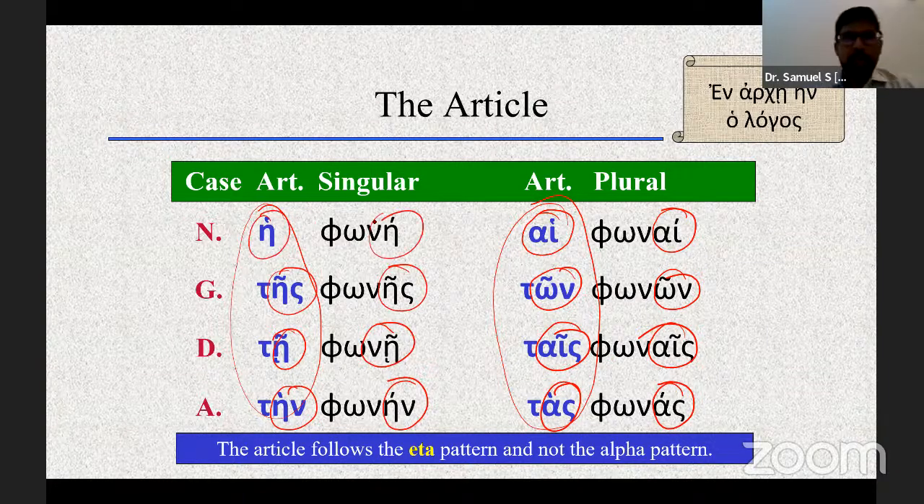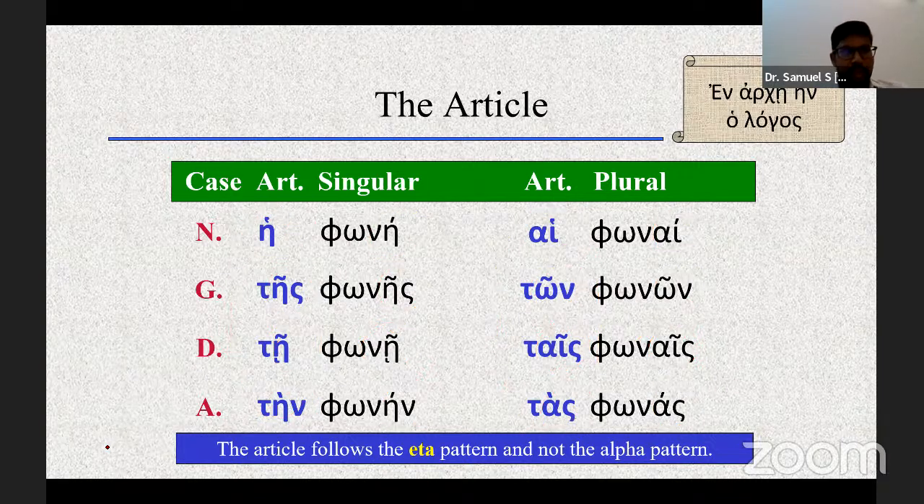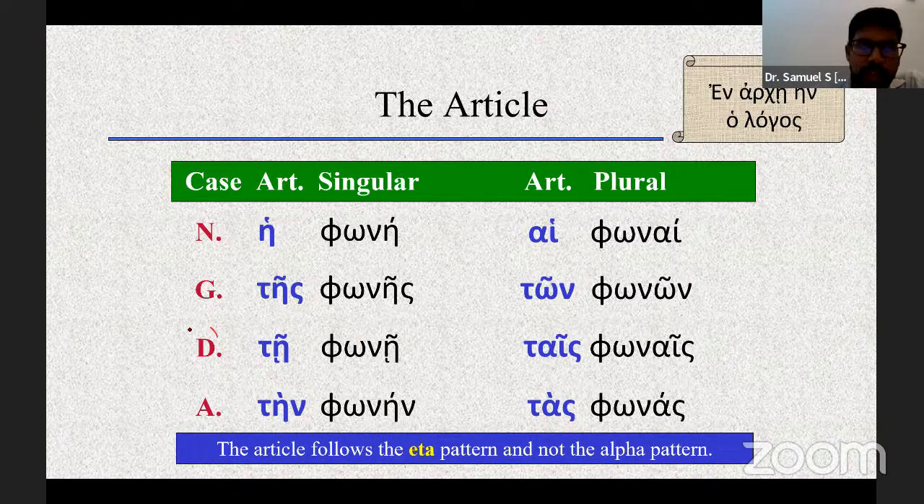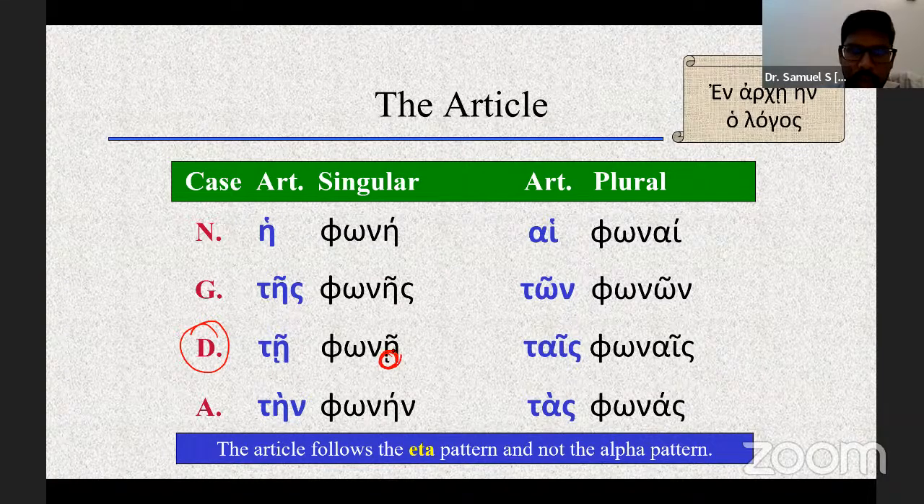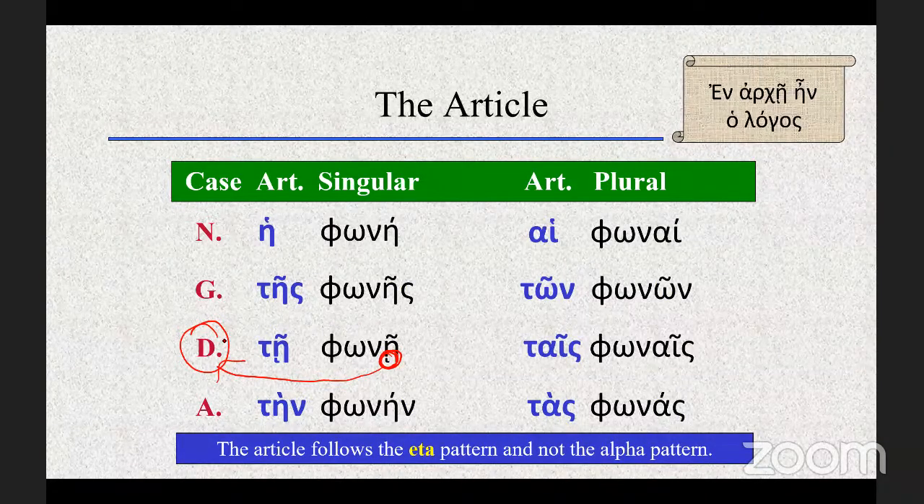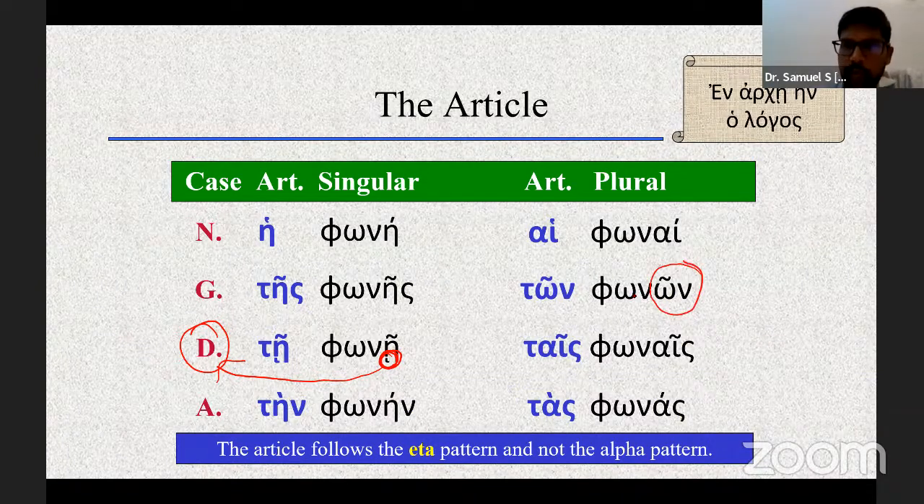Right? Let me also tell you two things that will help you remember this paradigm. Usually for dative singular, for any declension, first declension, second declension, third declension, there's always an iota subscript. So whenever you see an iota subscript, it should immediately tell you that's a dative singular. Genitive plural is always omega nu, whether it's first, second, or third declension. So these two are easy giveaways for you.